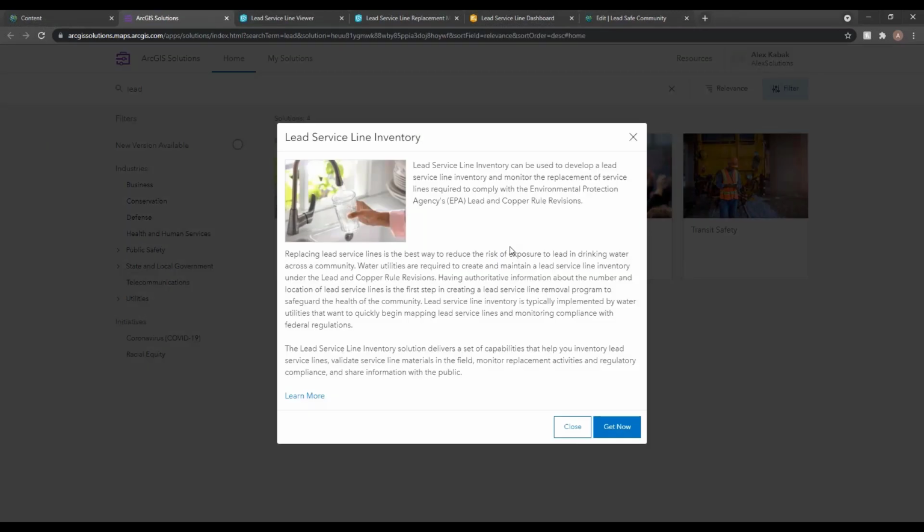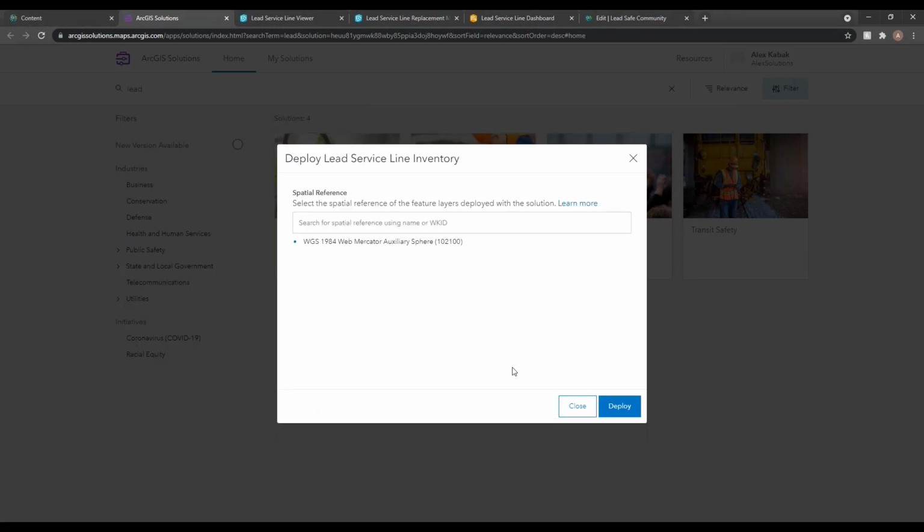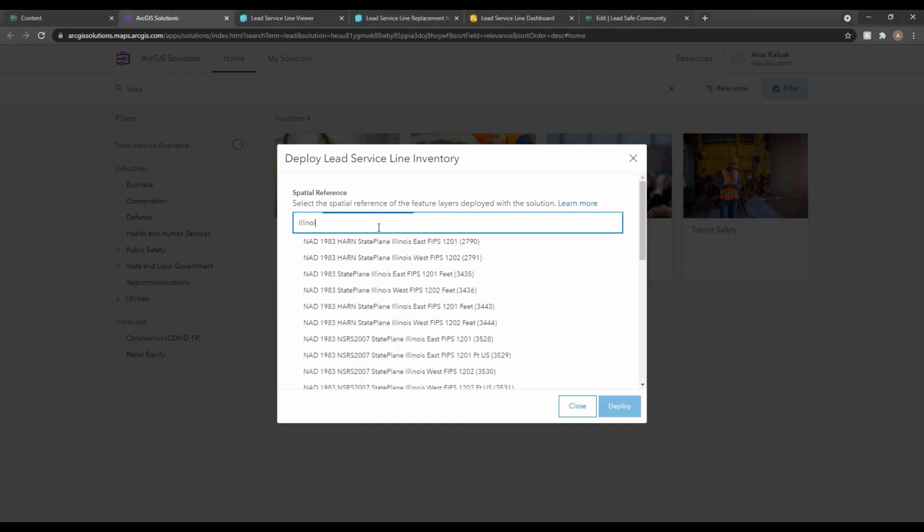It's going to provide an overview explaining what the lead service line inventory solution is, and it's also going to link out to our documentation to get more information about our solution. Then you can click Get Now, and it gives you an opportunity to provide your spatial reference. The data that I was just representing is in Illinois, so I can type in Illinois, and it's going to filter out to only show those with Illinois in the spatial reference. And then I would click my spatial reference and hit deploy. I'm not going to hit that right now, but it takes about 60 to 90 seconds to deploy into your organization, and you get all of those 19 items laid out in your organization.